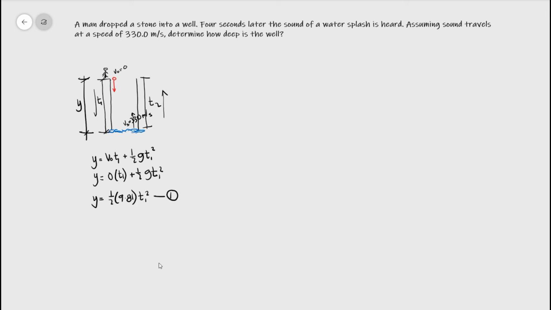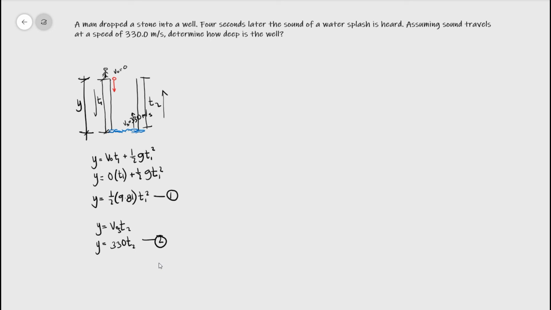Now for equation 2, since the sound is traveling upward with a constant velocity of 330 meters per second, we'll be using the kinematic equation at constant velocity. y is equal to V t, wherein the velocity of the water splash sound is 330, and this will be t sub 2. Let's say this will be our equation 2.